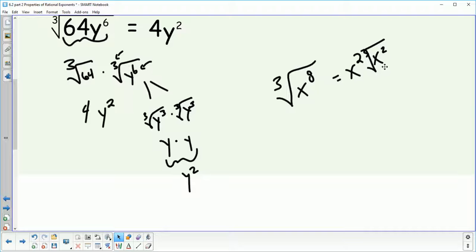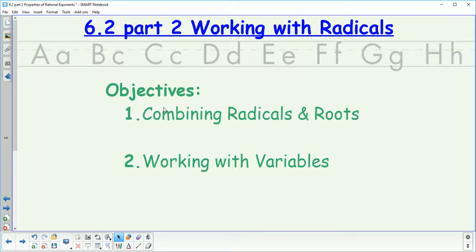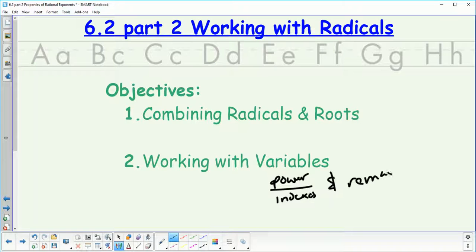We'll go over that in more detail again in class, but that is the basic of your lesson. Big thing, combining radicals, treat them like variables, and remember they have to be like terms. Sometimes you have to simplify one of the radicals so that they do look like the same value under your root. And then working with variables, one good way to simplify is to think powers divided by index, and remember your remainder.